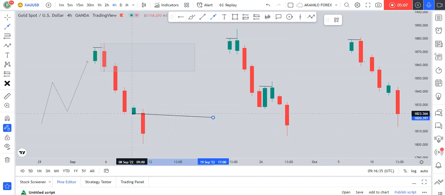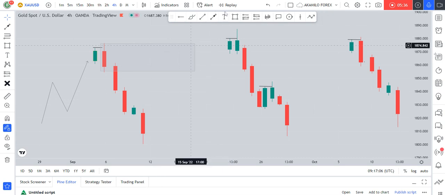Why is it not a high probability order block? It's not a high probability order block because the green candle does not sweep the previous candle high. For us to have a high probability order block, the candle must sweep off the high or low of the previous candle. So there are traders that will mark this as their order block, but this is not a high probability order block.